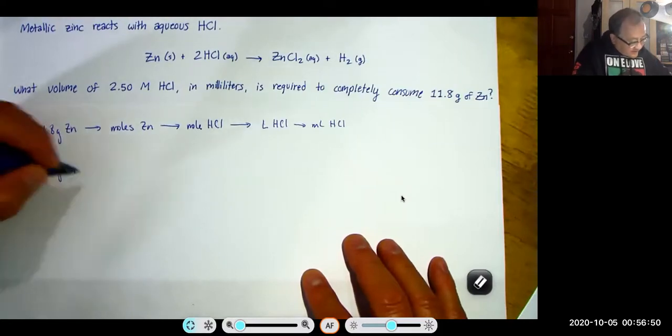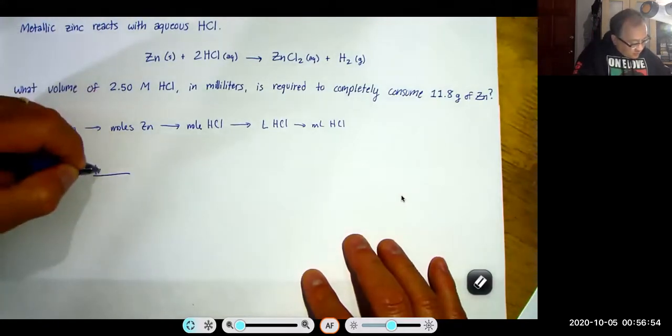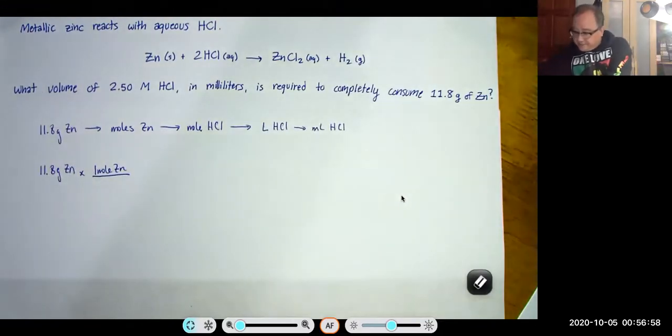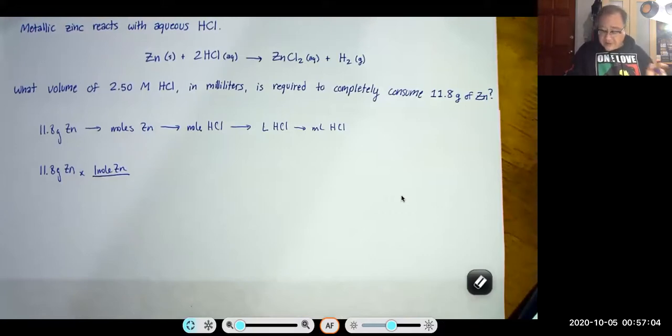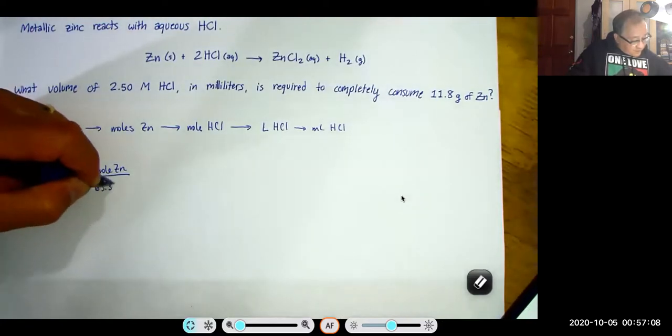And to get the moles of zinc, I'm going to multiply by 1 mole of zinc. And I'm going to look up the molar mass of zinc. I don't recall what it is. I want to say it's 55, but I could be wrong. No, it's 65.38 grams of zinc.